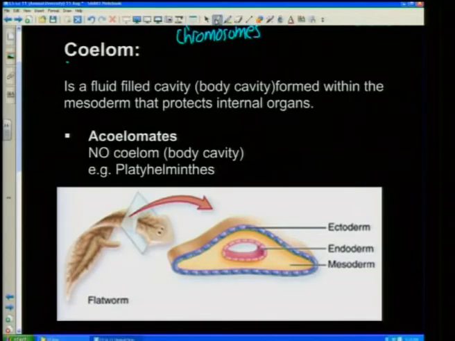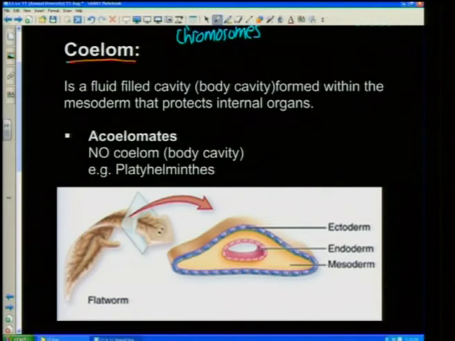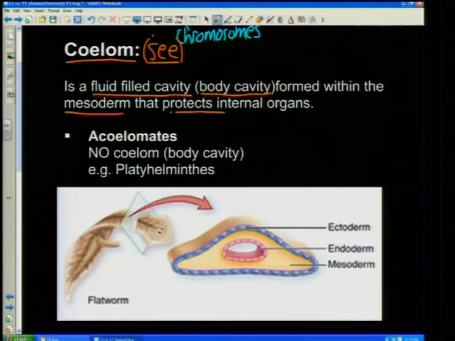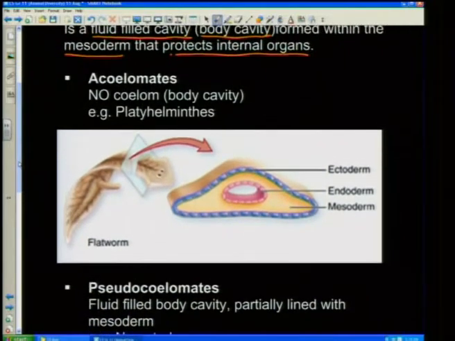Now, if you look at this word coelom, it is pronounced, all right, something like sea. Okay, so you can say sulom, but sea loom. All right, so that will help you a little bit to pronounce this word. What is a coelom? It is a fluid-filled cavity, which means a body cavity, formed within the mesoderm that protects internal organs. Now, I'm going to talk about this also a little bit later on, but let me just explain to you what a mesoderm is.